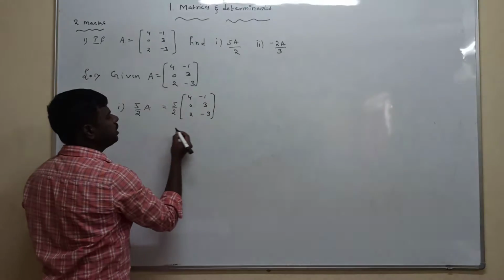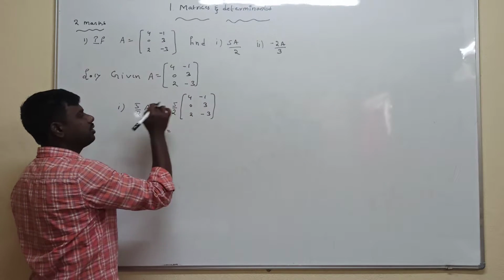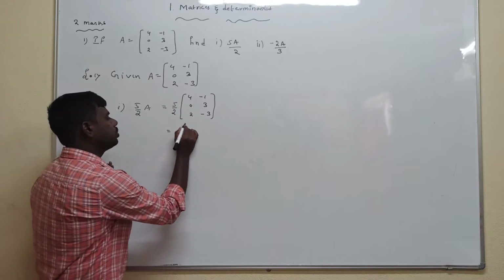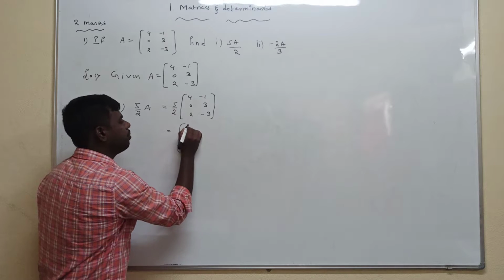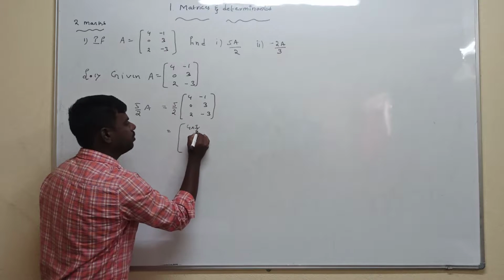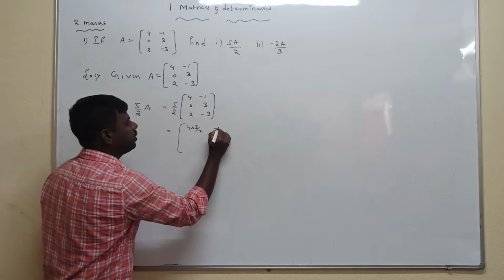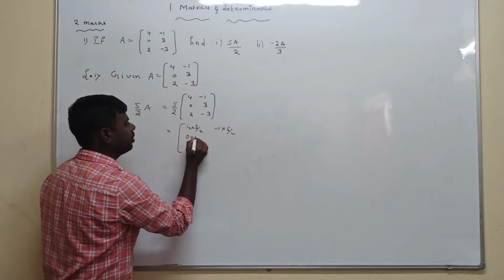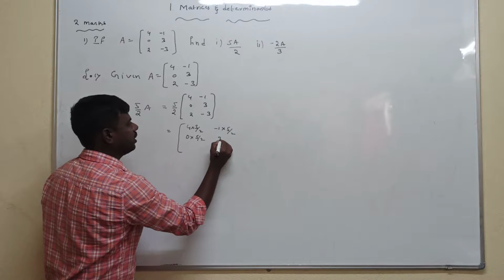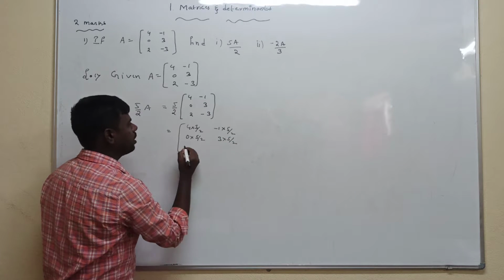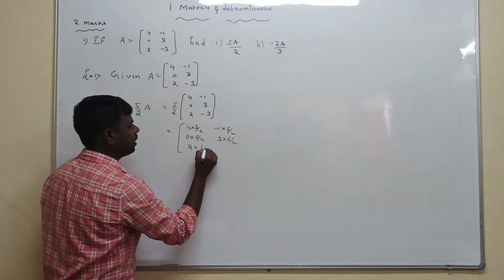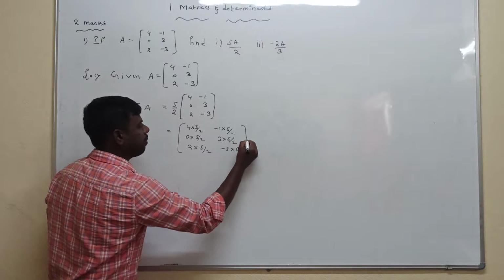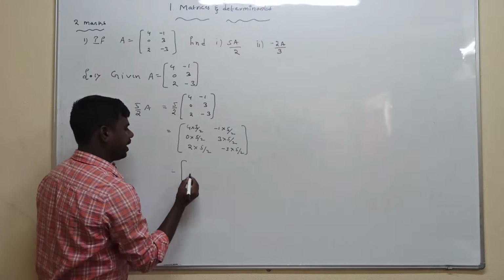So now each element is multiplied with the 5 by 2. Each element multiplied with the 5 by 2. So first element into 5 by 2 is 4 into 5 by 2. Then second, minus 1 into 5 by 2. And second row first element is 0 into 5 by 2. 3 into 5 by 2. And 2 into 5 by 2. And minus 3 into 5 by 2. Each element product with the 5 by 2.